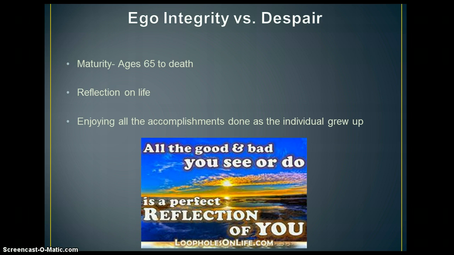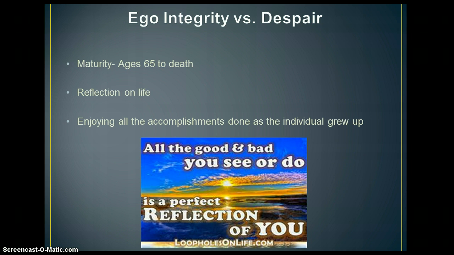Ego integrity versus despair. This is maturity, ages 65 to death. It involves reflection on the individual's life. I always remember this as my grandpa enjoys telling us stories of what he enjoyed doing as a young child, and we all see a piece of him in us as we like doing the same things. They enjoy all the accomplishments done as the individual grew up.